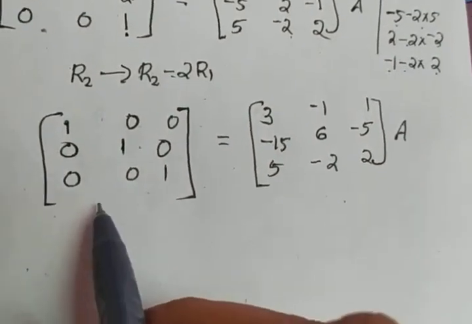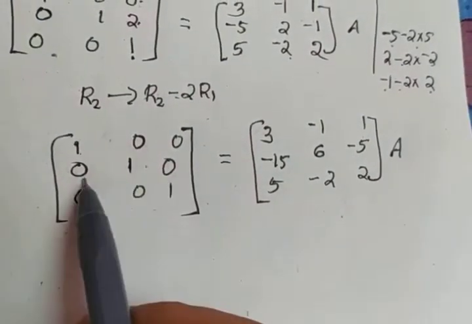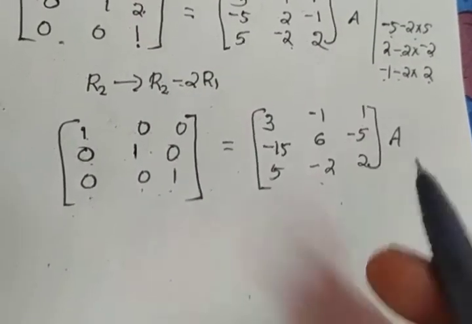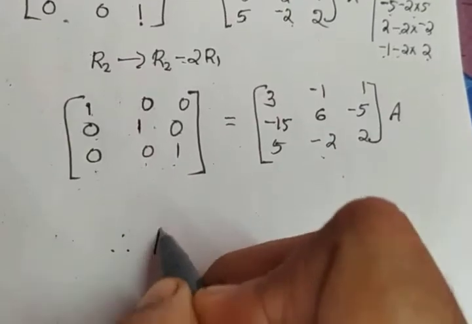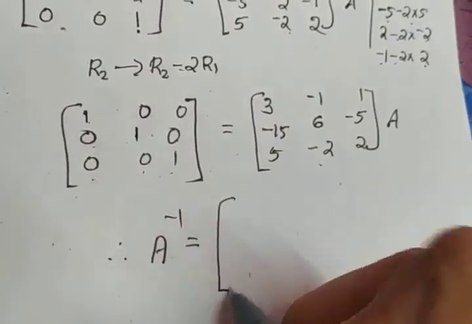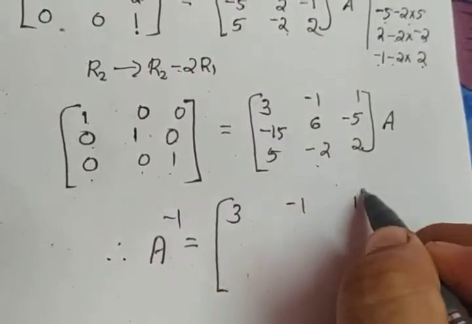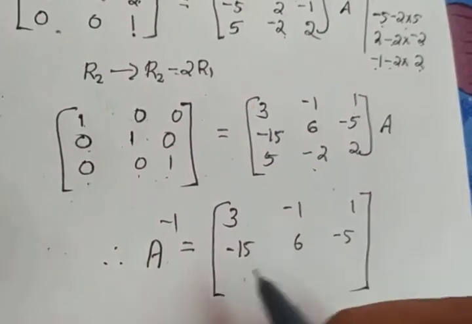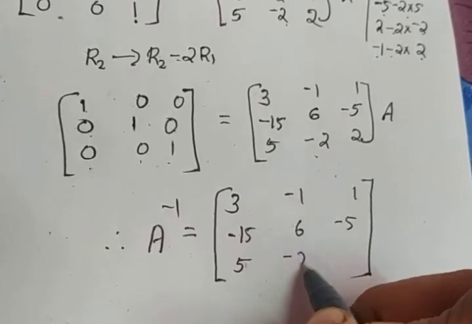So we got the left side as the identity matrix 1, 0, 0, 0, 1, 0, 0, 0, 1. And the matrix together with A on the right side will be the inverse. Therefore, A inverse is equal to: first row 3, minus 1, 1. Second row minus 15, 6, minus 5. And the third row 5, minus 2, 2.